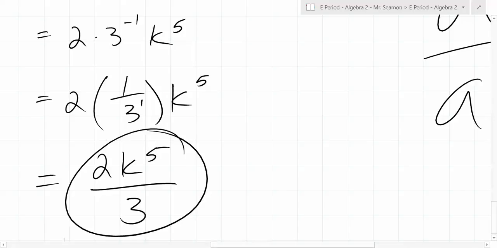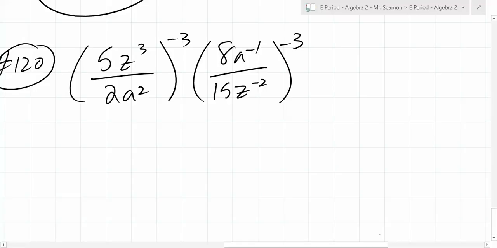Do this. Distribute that negative 3. So it's 5 to the negative what? No, it's 5 to the negative 3. What's the power of 5 right there? 1 and 1 and 1 and 1, right? All those are to the first power. So it's 5 to the what? Negative 3. Z to the? Negative 9. Yes. Over 2 to the?